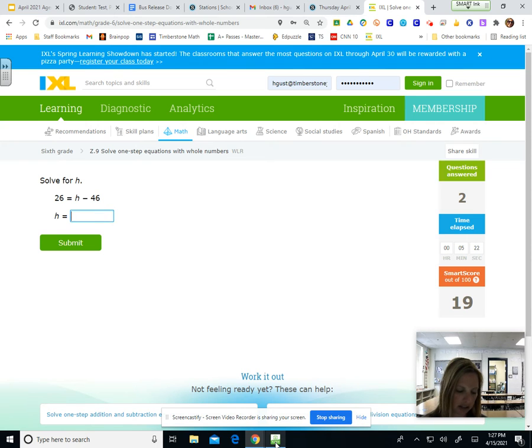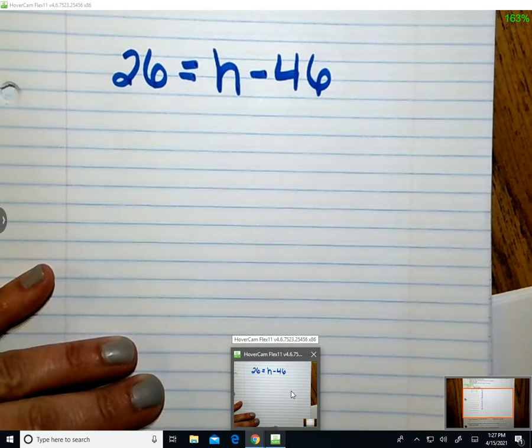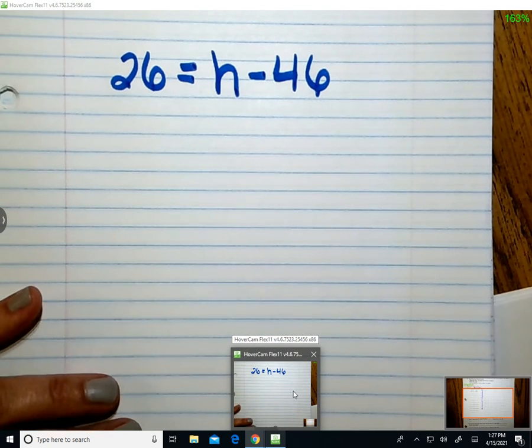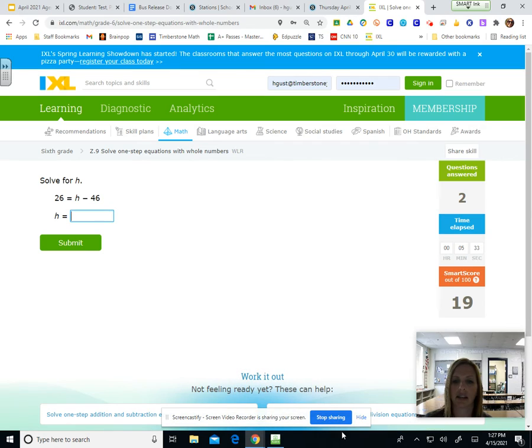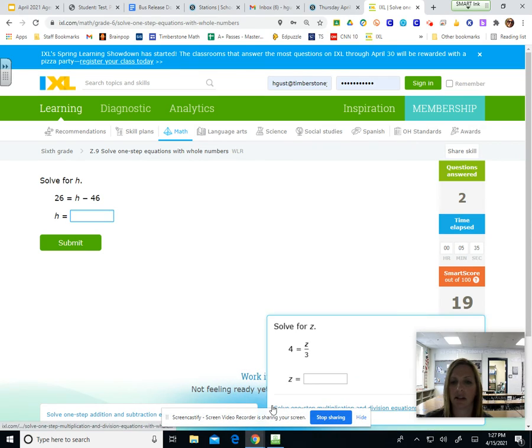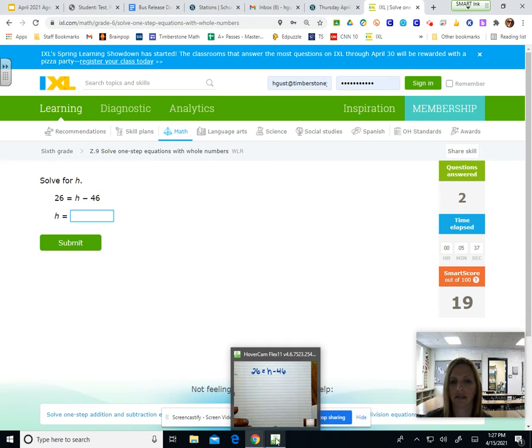The next one here says 26 equals H minus 46. So I'm going to grab my hover cam again here. And I want to take a look at this. And this one, I apologize here. It says H minus 46. So what I'm going to do is the opposite. And I'm going to add 46 to both sides.